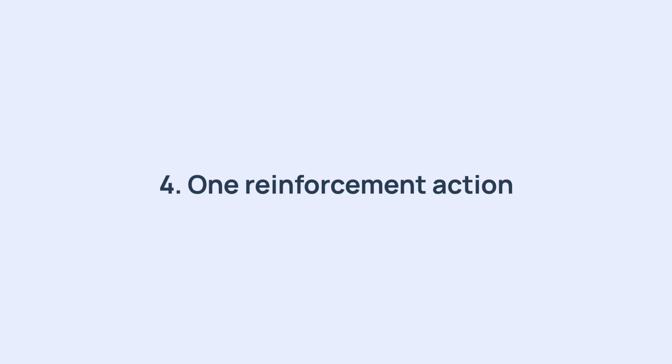The fourth thing to include is defining one reinforcement action. For example, each manager reviews one discovery call per rep per week for 4 weeks and scores it against the same rubric. That's how you start to make that behavior stick, going from simple enablement content and training into an actual operating rhythm for the team.